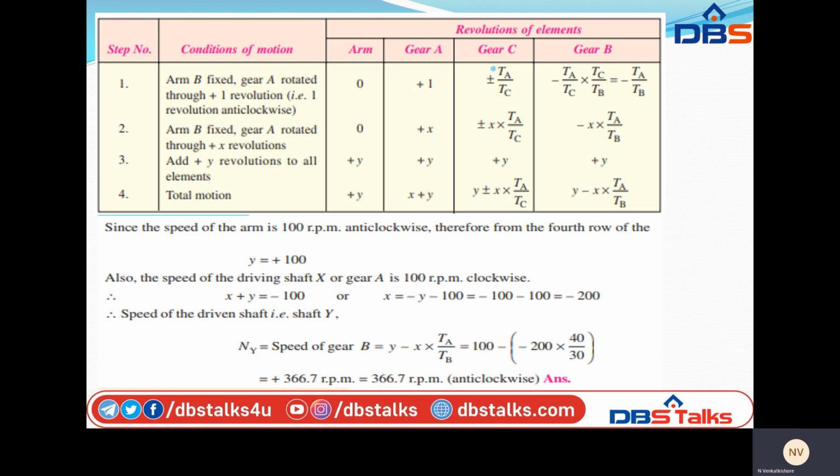This clearly says that the speed of gear A is 100 rpm in the clockwise direction, but the speed of gear B is anti-clockwise, approximately 3 to 4 times that, that is 366.